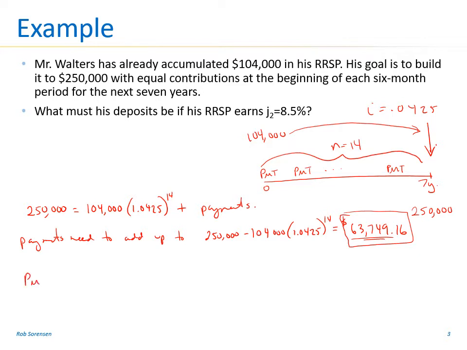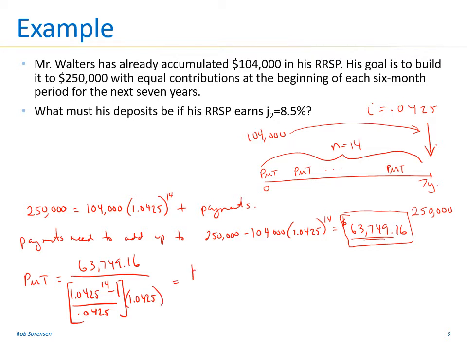So let's go to the payment formula. Put 63,749.16 divided by 1 plus i to the n minus 1 over i times 1 plus i. Plug that in our calculator. And we come up with $3,286.10 every 6 months.